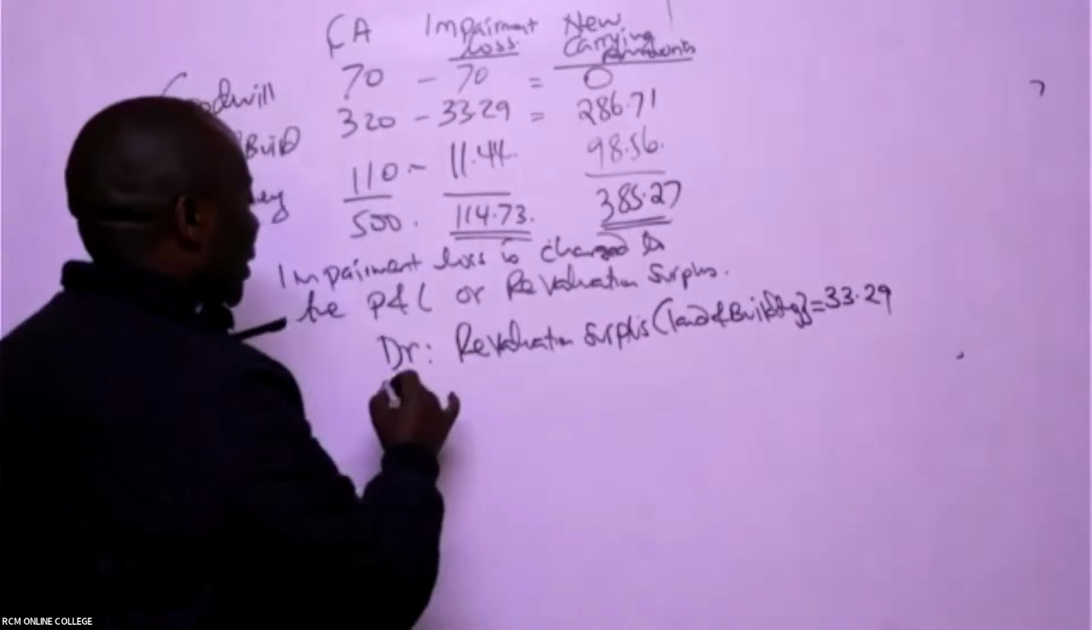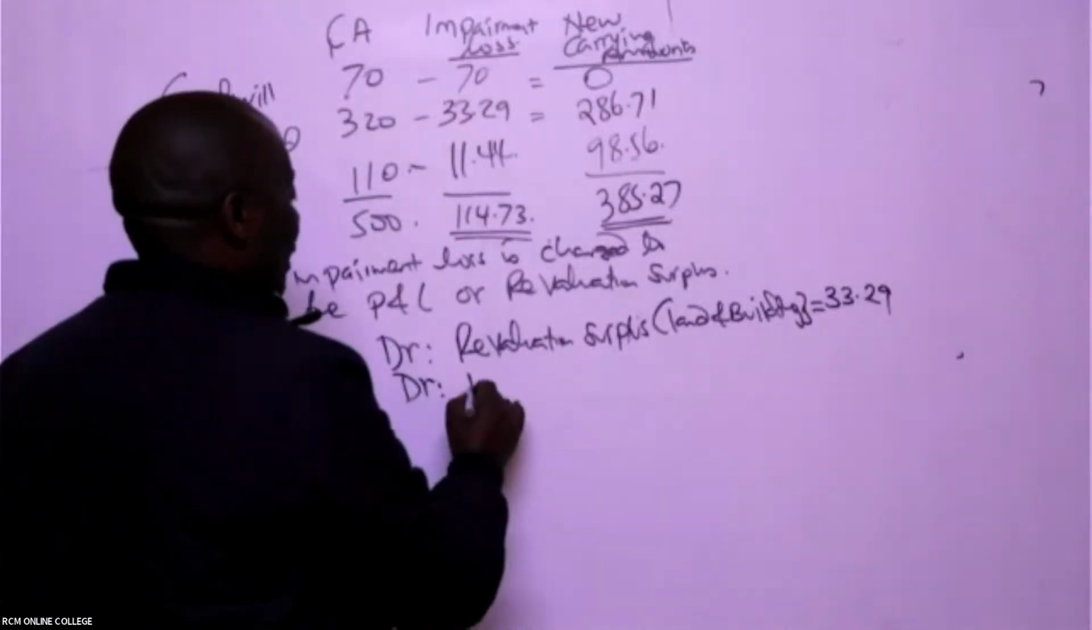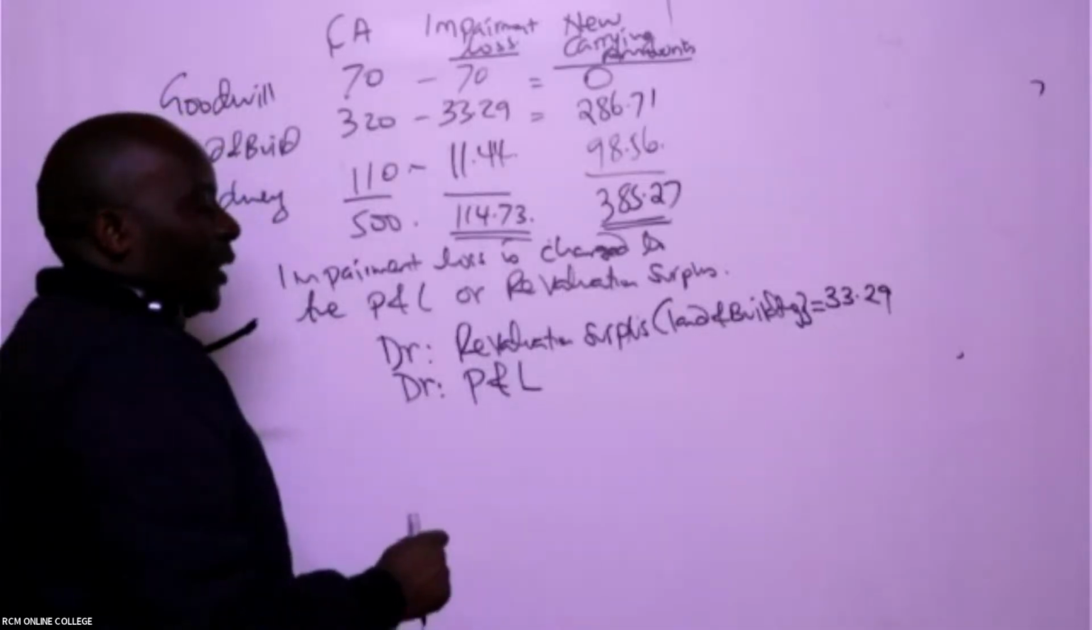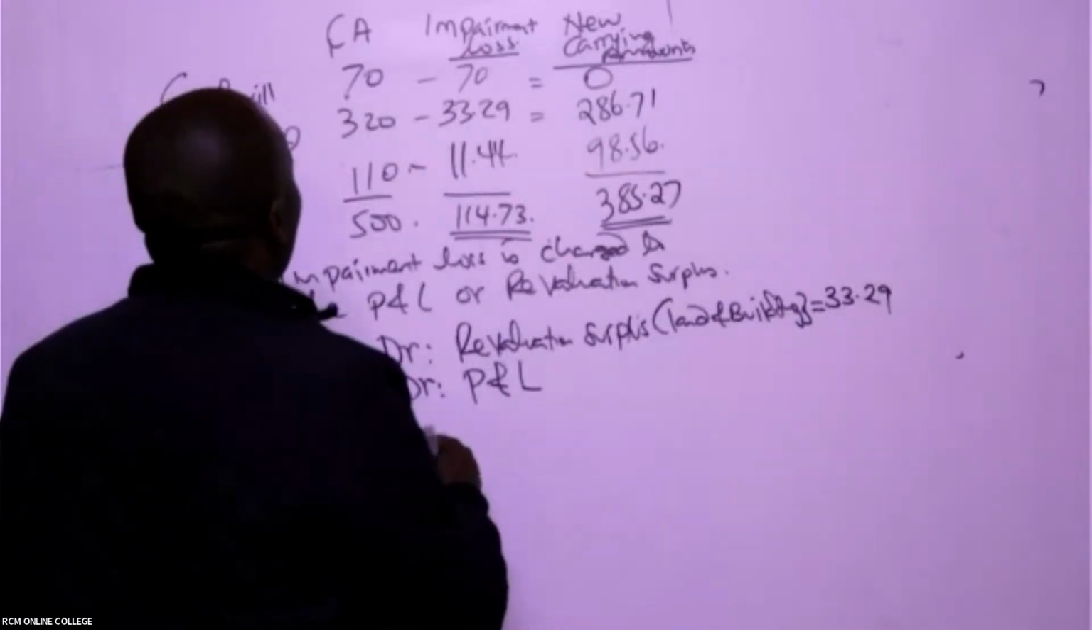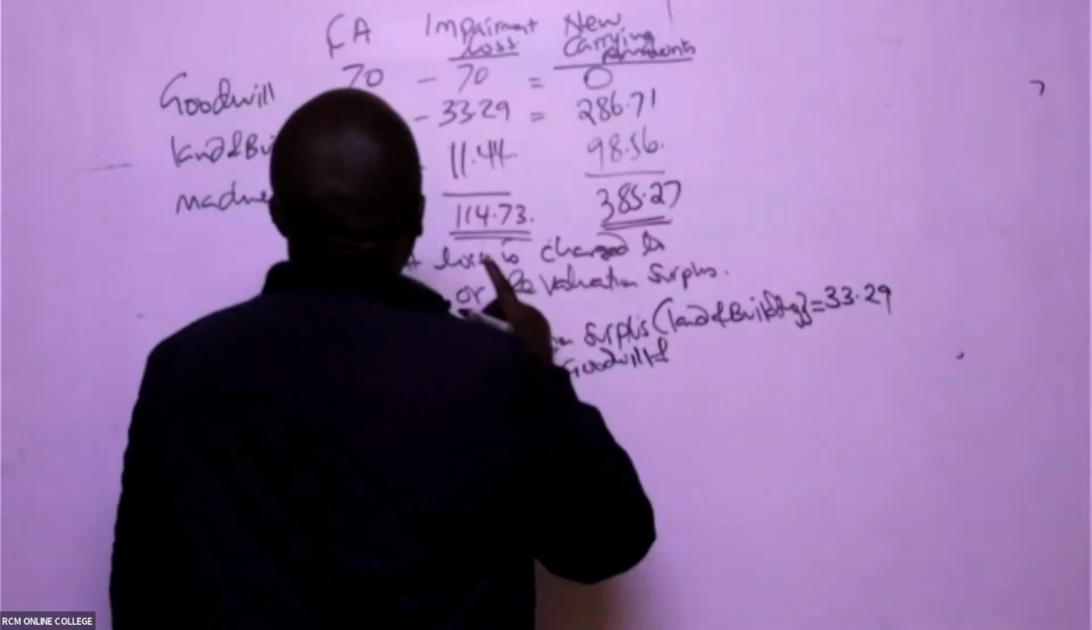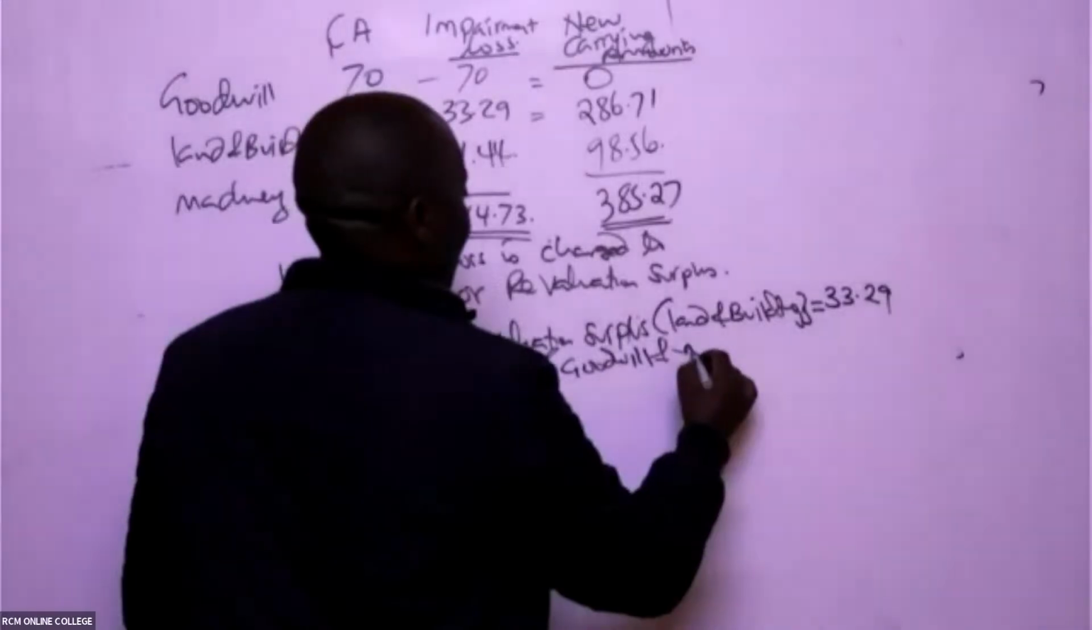And then, ladies and gentlemen, we shall come here and debit the P&L with the impairment loss for goodwill and machinery.